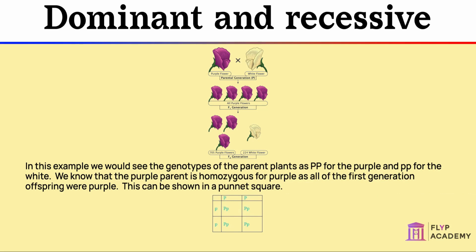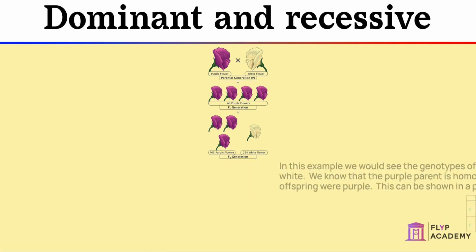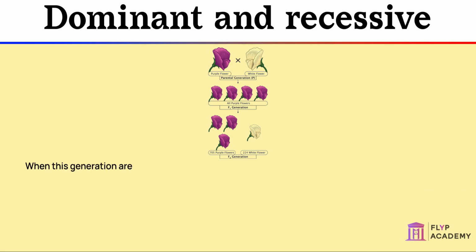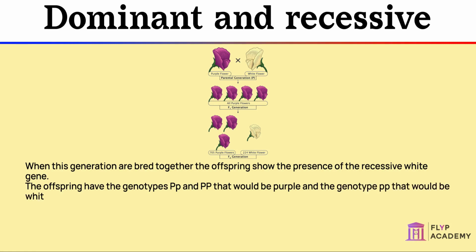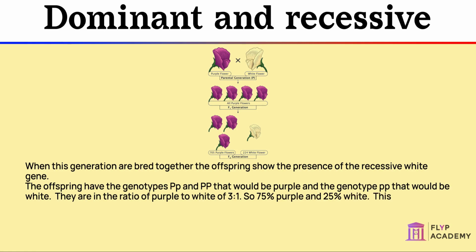All of the offspring have the genotype capital P, lowercase p, meaning they are purple as the purple gene is dominant. When this generation are bred together, the offspring show the presence of the recessive white gene. The offspring will have the genotypes capital P, lowercase p, and capital P that would be purple, and the genotype lowercase p that would be white. They are in the ratio of purple to white of 3:1, so 75% purple and 25% white. This was consistent with Mendel's observations.